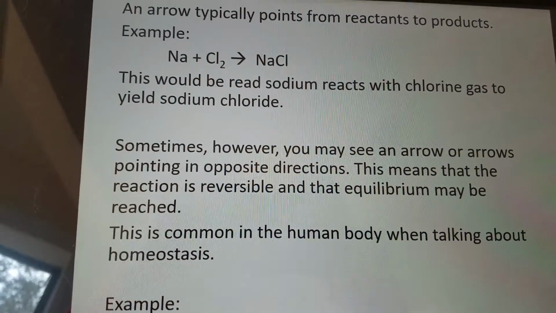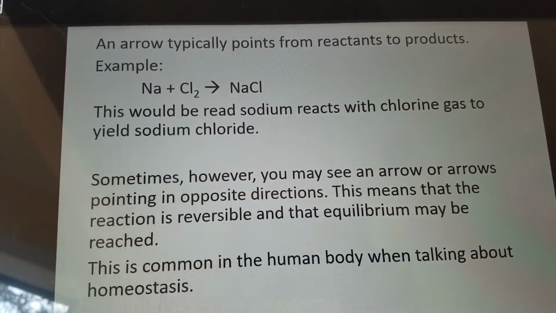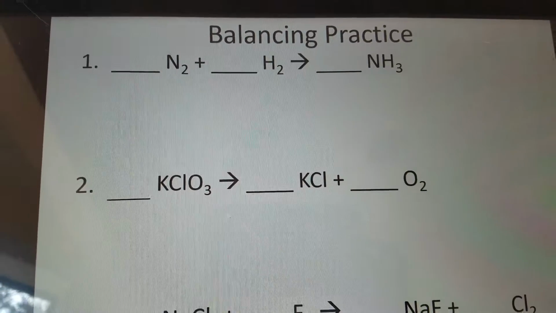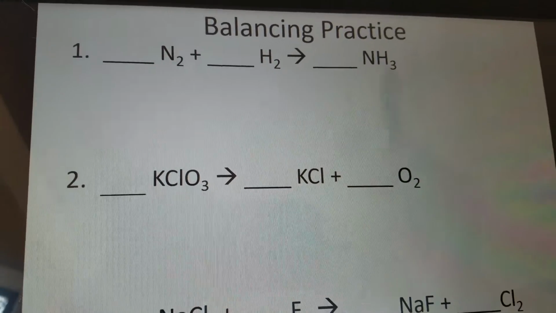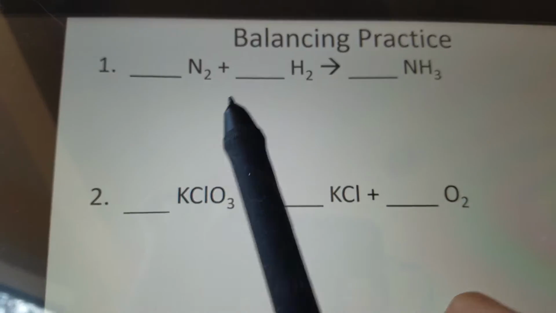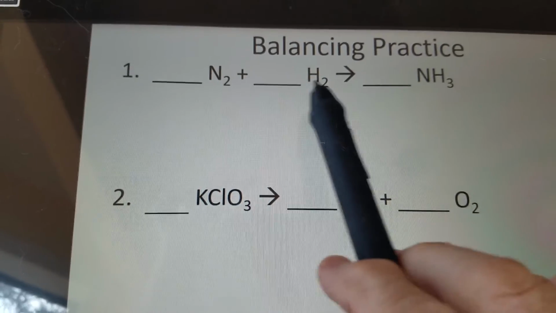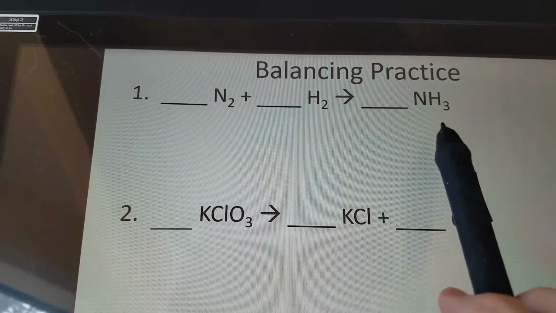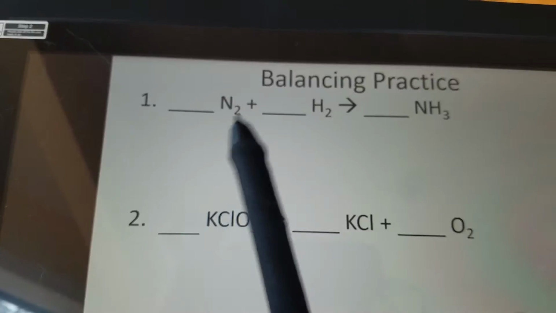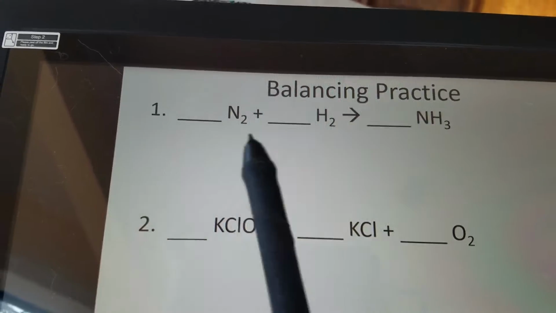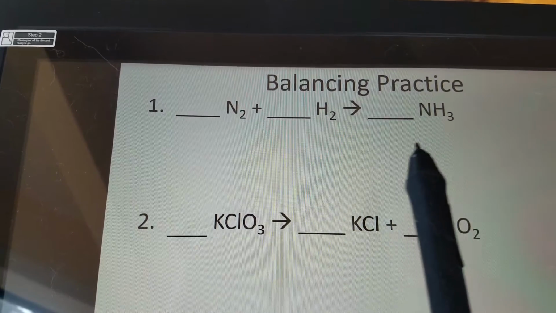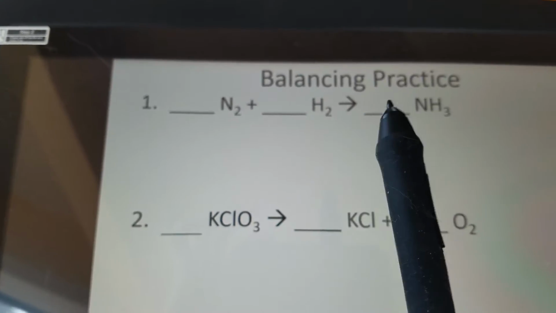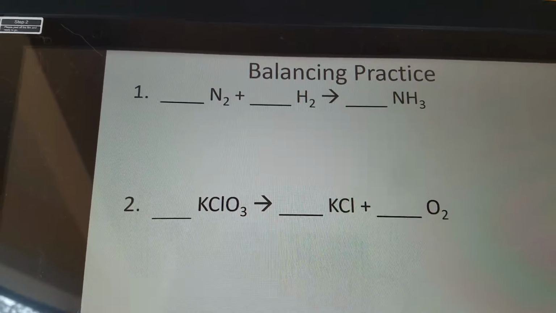Here's some examples of balancing equations. If you're looking here at this particular problem, you see that you have two nitrogens here, two hydrogens here, but on the product side we only have one nitrogen and three hydrogens. So our goal is to make sure that the number of nitrogens on this side of the arrow balances with this side, and the same with the hydrogens on both sides. In order to do that, we put numbers in these blanks. These numbers are what are called coefficients.